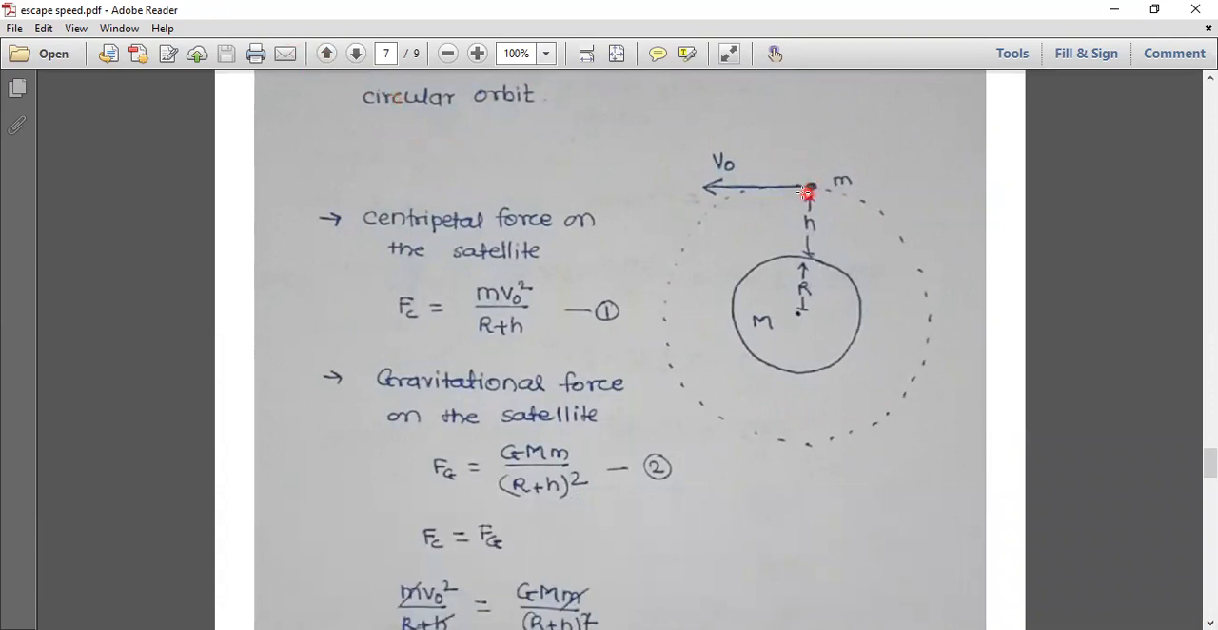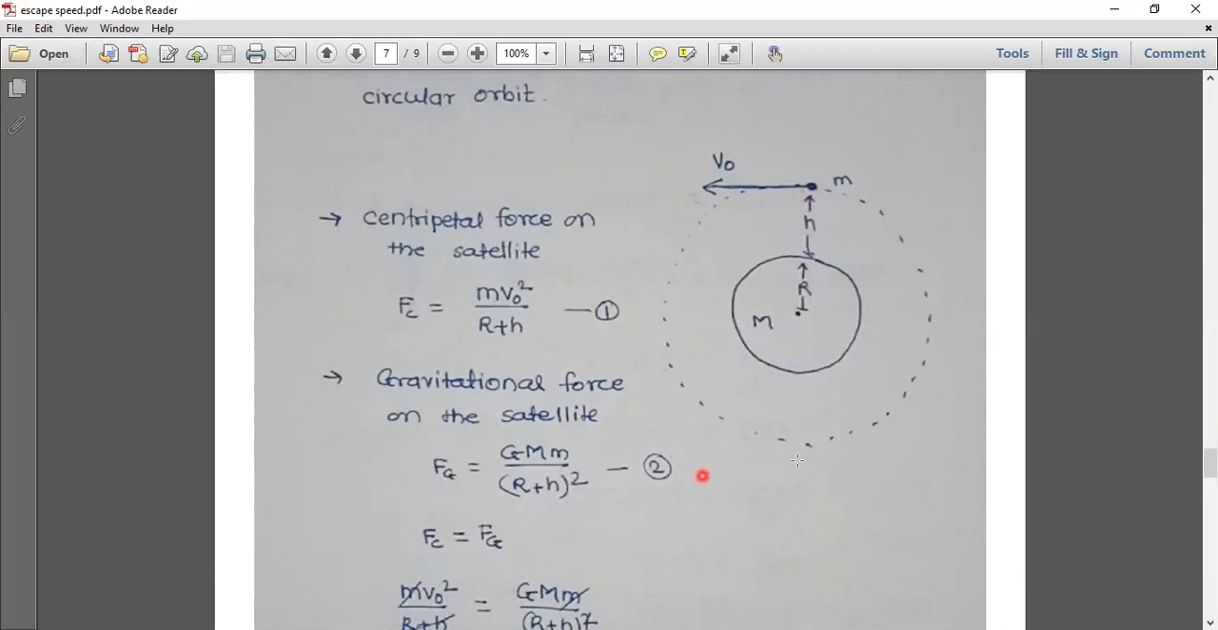Okay, so see now here, when the object is moving in this circular orbit, there are two forces acting on it particularly. First one is centripetal force. Centripetal force formula, you know, mv square by r, but here r is what? R plus h. That's why F_c equals m v0 square by r plus h, because this horizontal velocity is v0, which is nothing but orbital velocity. Let's call it equation number 1. Now gravitational force on the satellite, yes, it is there. So F_g is equal to GMm by (r plus h) square, and this is your second equation. We know this Newton's law of gravitation.